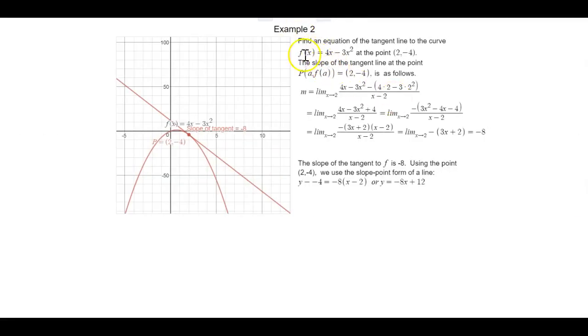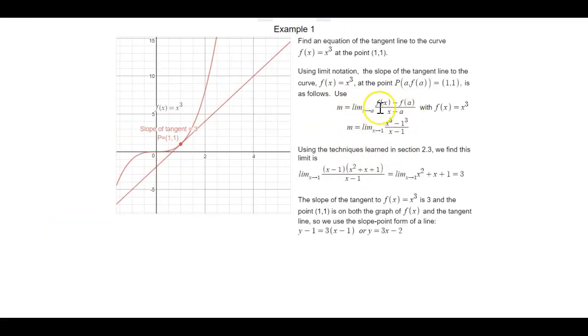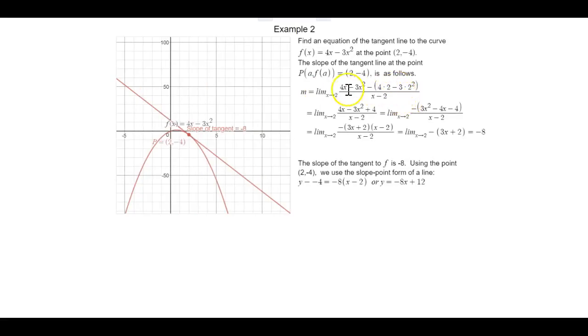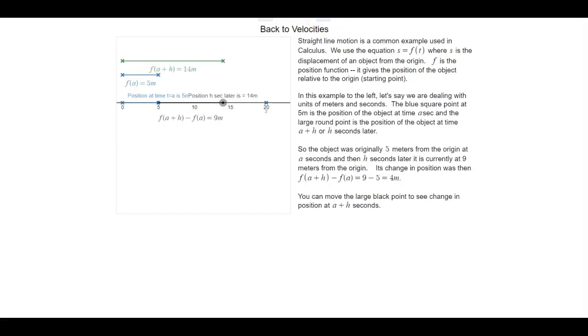Here's another example, but this time with the function f of x equals 4x minus 3x squared at another point. So I do the same thing. My a is 2, so there's my function, right? My a is 2, and f of x is 4x minus 3x squared, and that evaluates to minus 8. And again, my equation of the line, there's my slope of minus 8, there's my y value, and my x value of my point 2, minus 4.